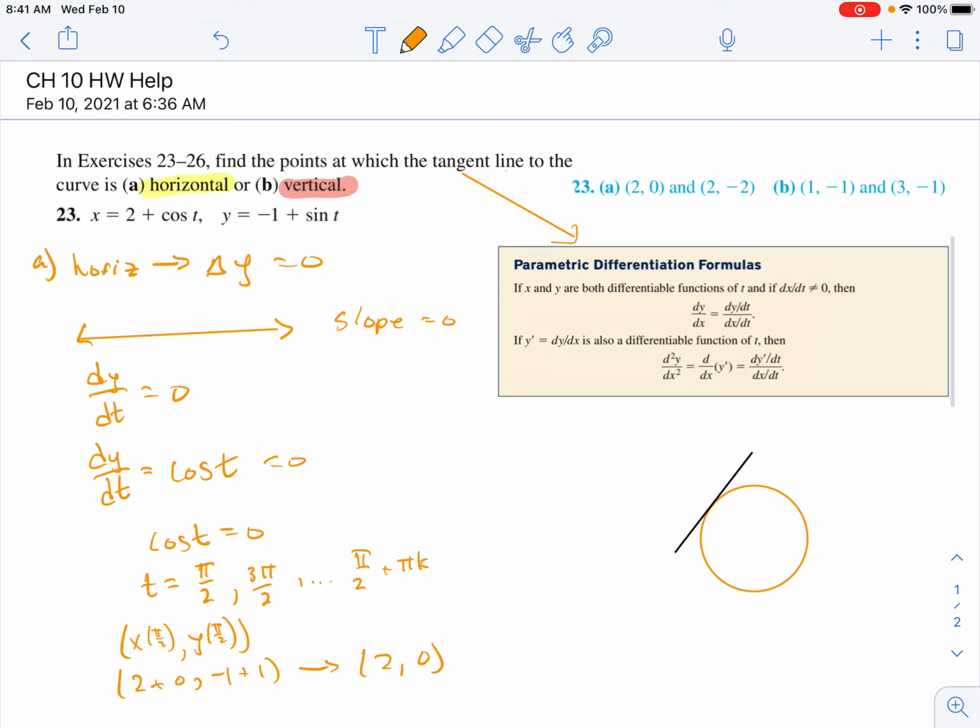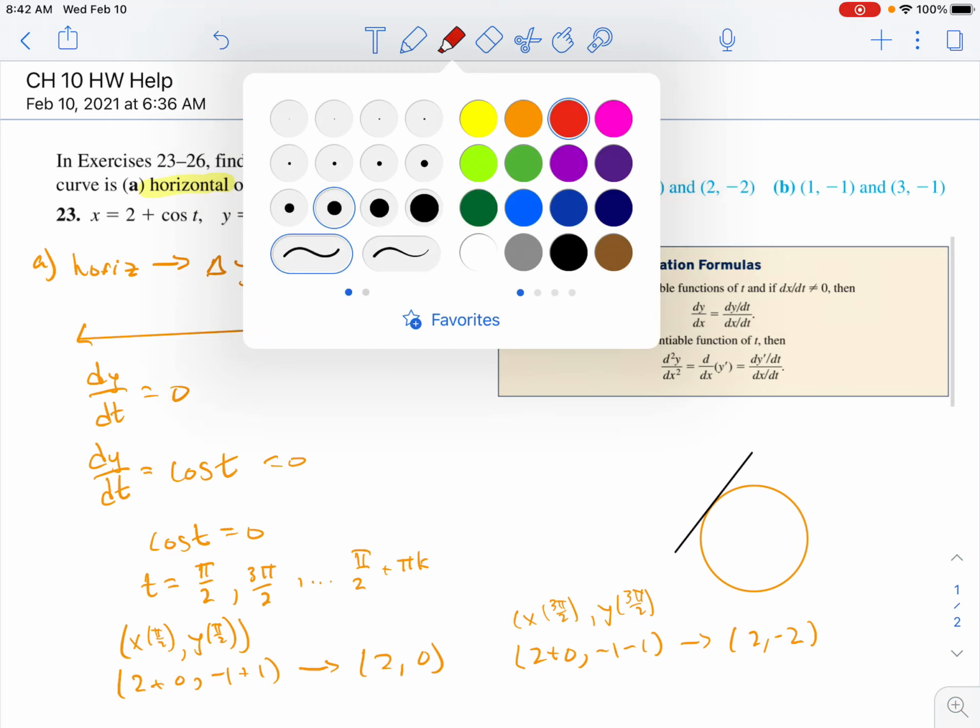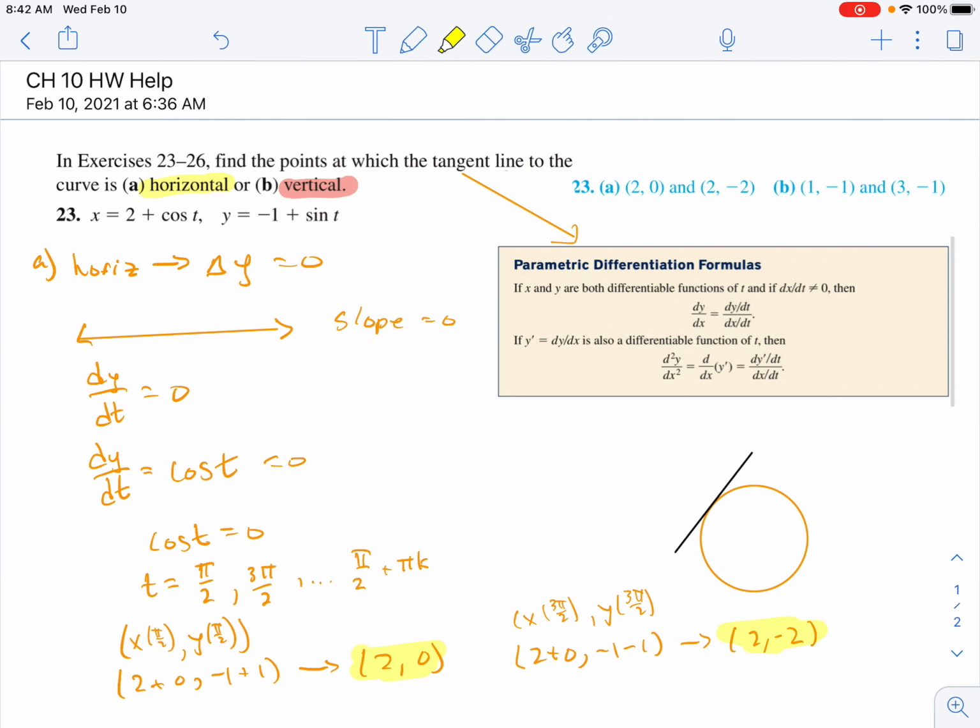But we also need to check, hey, what happens if we're at 3 pi over 2? So if instead I'm at x of 3 pi over 2 and y of 3 pi over 2, then x of 3 pi over 2 is still going to be just 2 plus 0. And y of 3 pi over 2, you have -1, and then you're going to have -1. And so that's going to give you (2, -2). So these two answers match this answer right here.